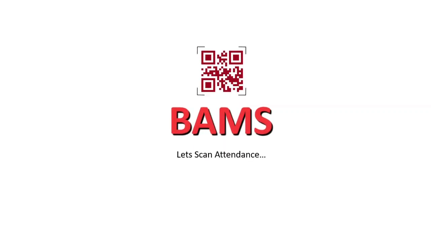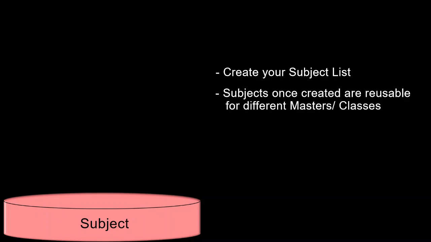Let's now look into details of each component of BAMS. First in the list, subject. Here you need to create a list of subjects you plan to conduct lectures for or are already doing so. You need to create the subject list only once and it can be reused for different masters or classes.